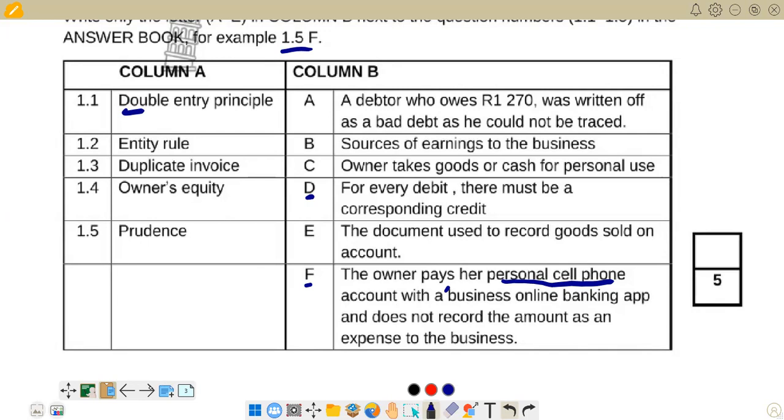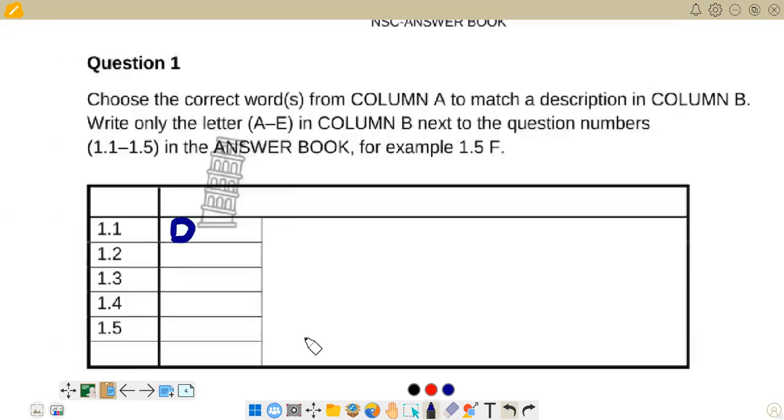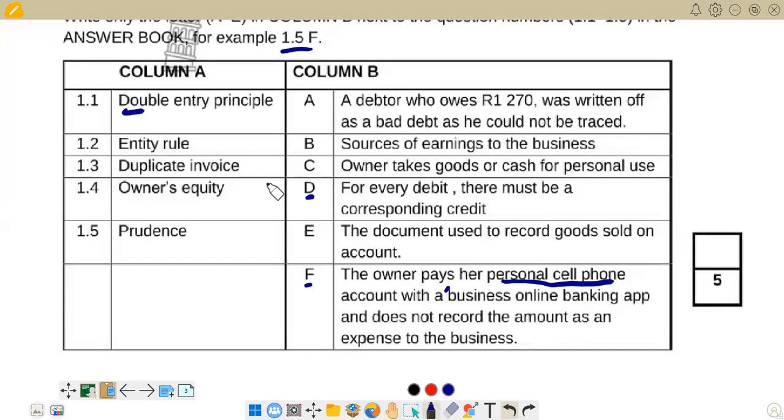So we can go to the other section again, and on 1.2 we have F. Right, so that's what we have. Then move on to 1.3. On 1.3, we are told about a duplicate invoice.